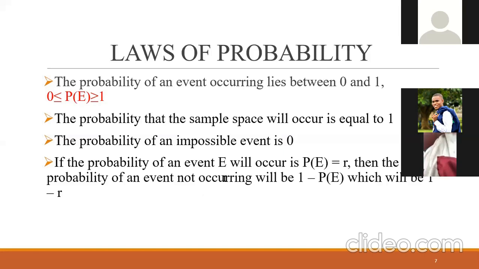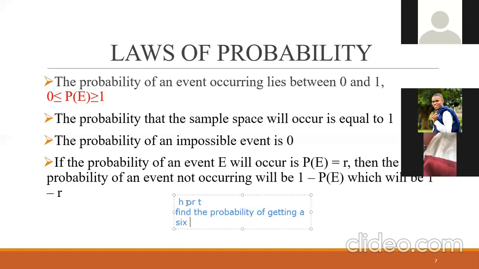Now, the probability of an impossible event is 0. The event is impossible. It can't happen in the sample space. Therefore, the probability of an impossible event is 0. So if you have been given a sample space of head or tail, and you are asked to find the probability of getting a 6, you can't get a 6 when you toss a coin. Is that okay? So it is an impossible event, and the probability is 0, absolute 0.